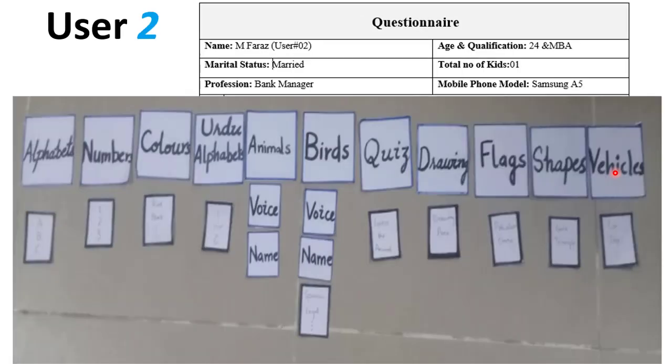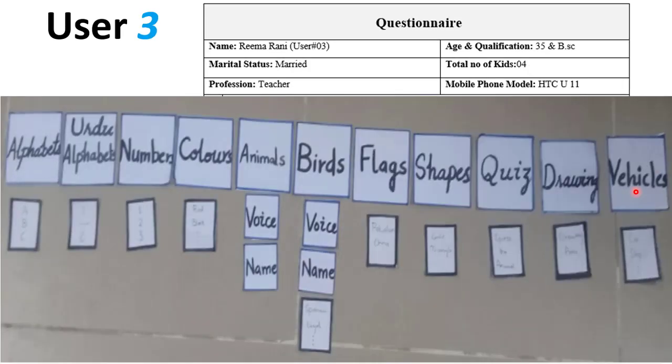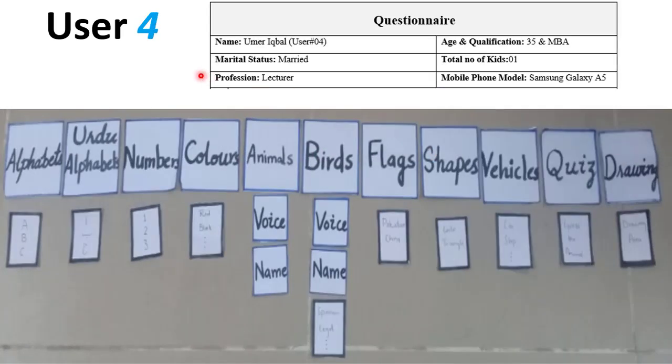User 2 said the first menu should be alphabets, then numbers, then colors, Urdu alphabets, animals, birds, quiz, drawing, flag, shapes, and vehicles. Third user, the information is given. They said their first menu should be alphabets, then Urdu alphabets, numbers, colors, animals, birds, flag, shapes, quiz, drawing, and vehicles. User 4 said the first should be alphabets, then Urdu alphabets, numbers, colors, animals, birds, flags, shapes, vehicles, quiz, and drawing, and so on.